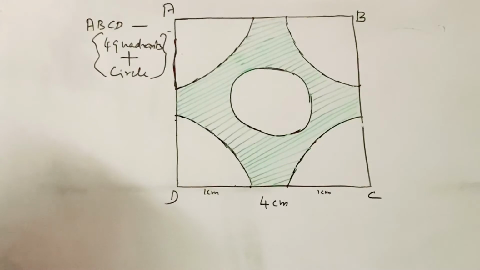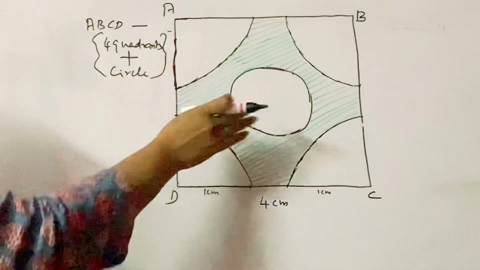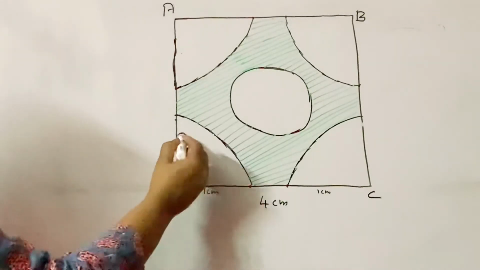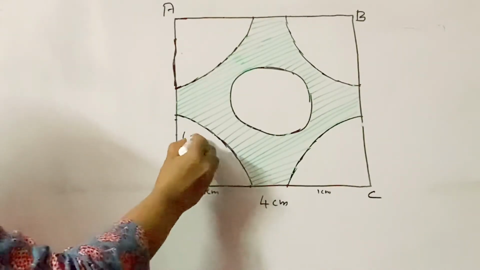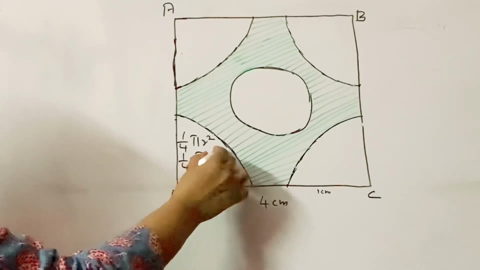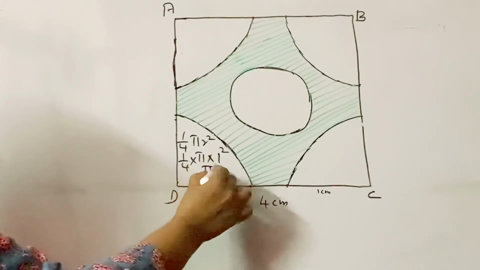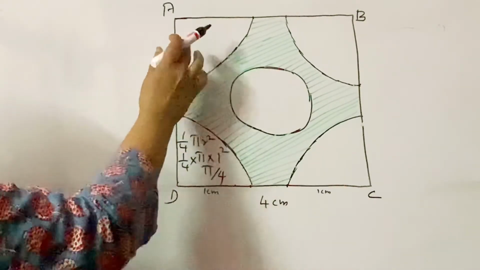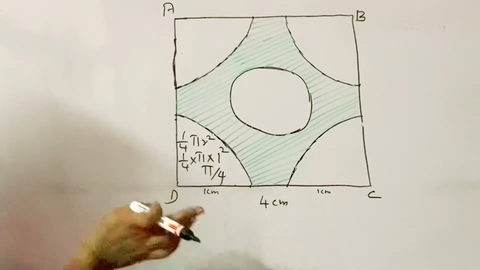Area of the quadrant is 1/4 pi r square. Here all the quadrants have the same radius, so all the quadrants have the same area. Then what will be the area of each quadrant? Area of the quadrant is 1 by 4 pi r square. That is 1 by 4 into pi into 1 square. 1 square is 1, 1 into pi is pi, so pi by 4. This is the area of one quadrant.